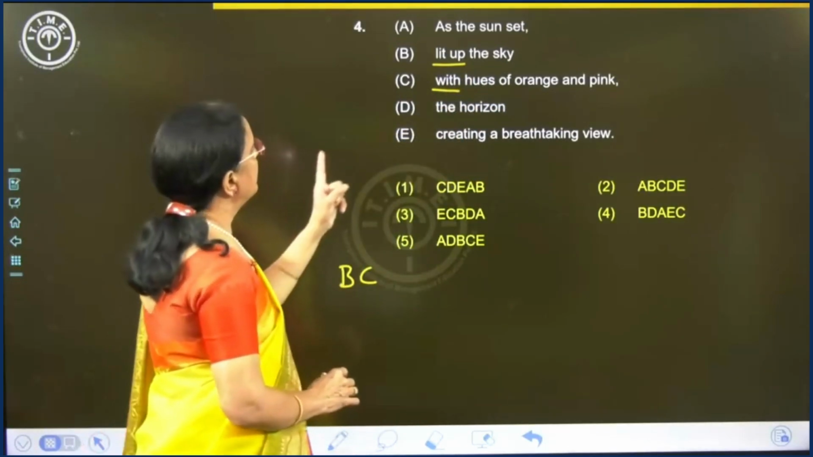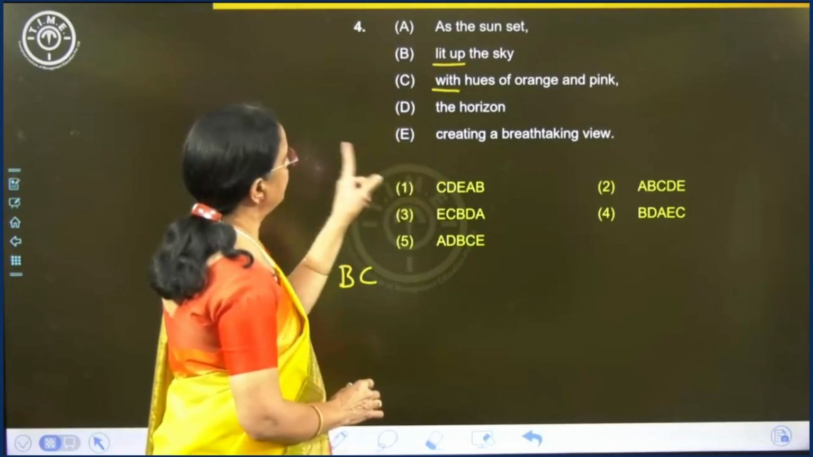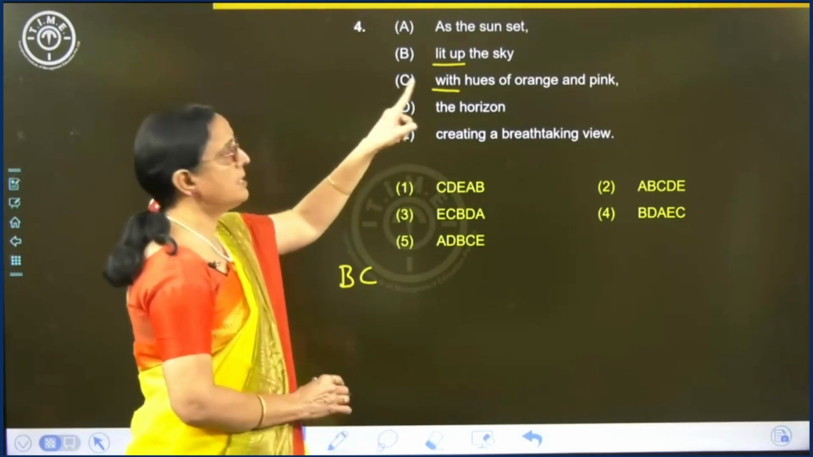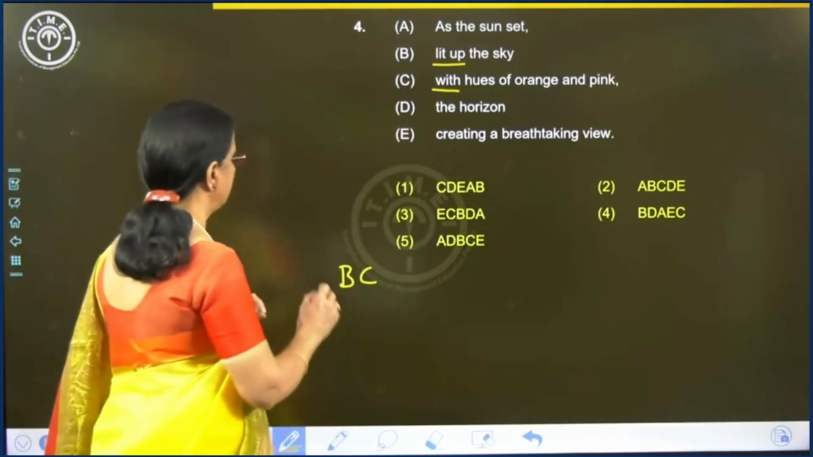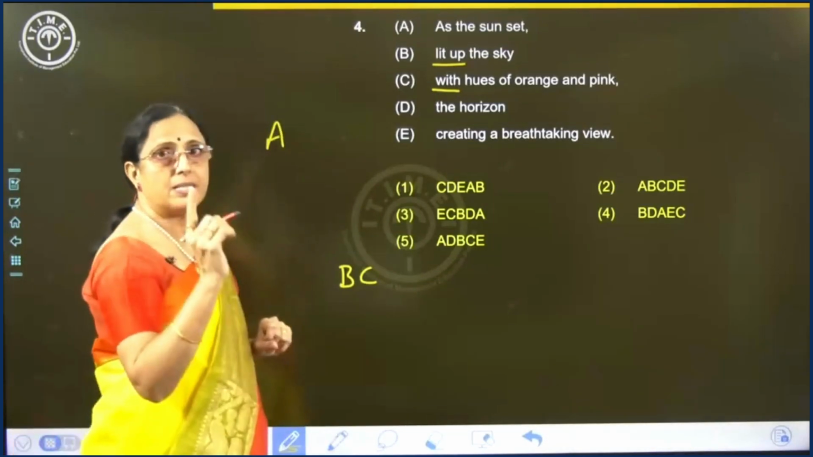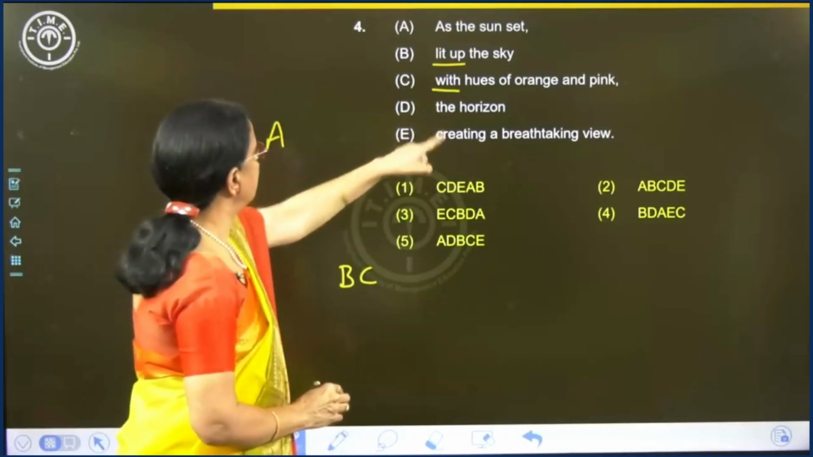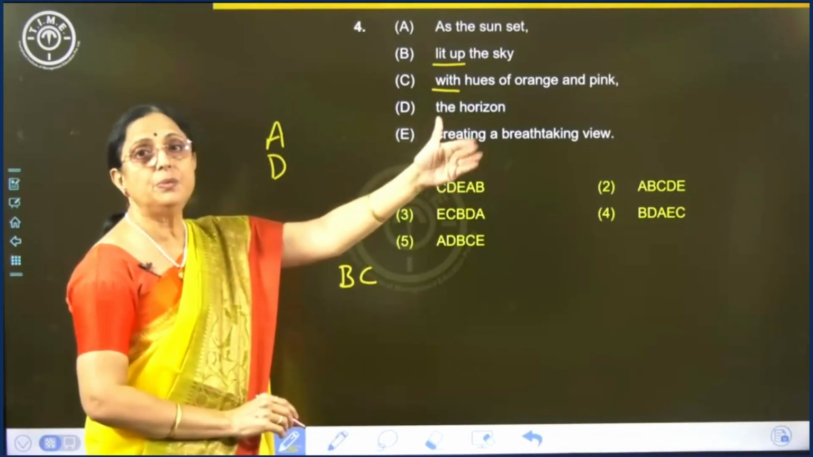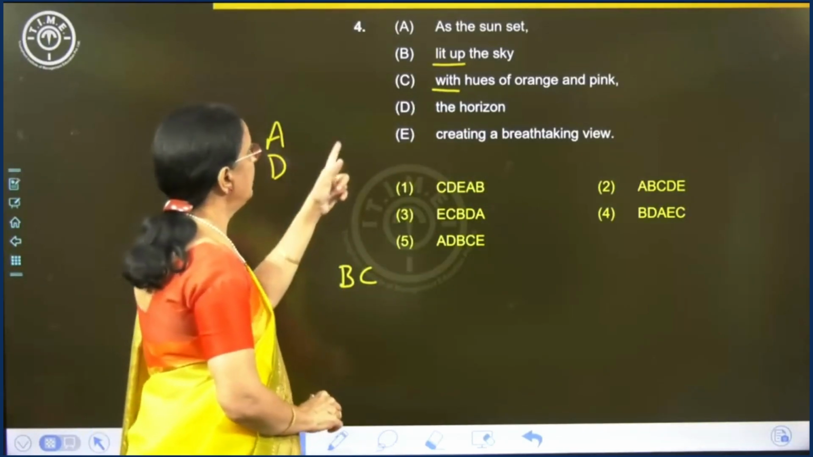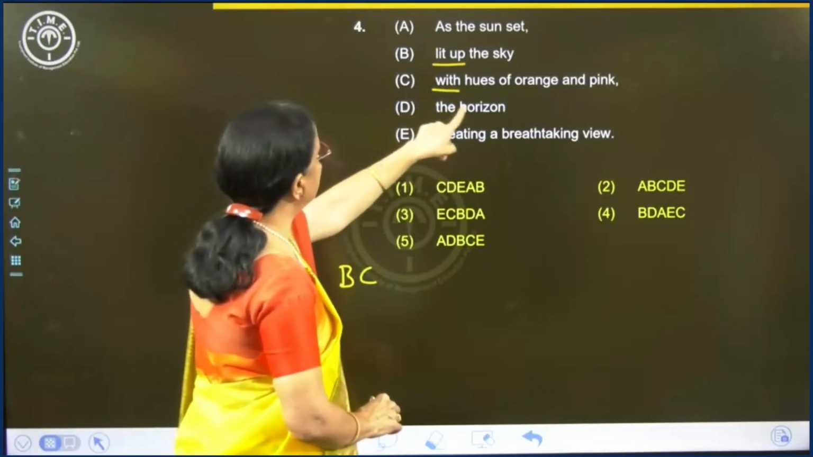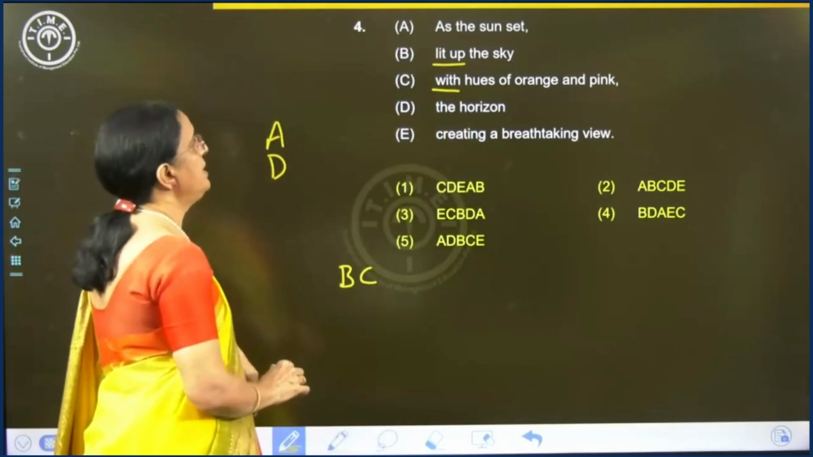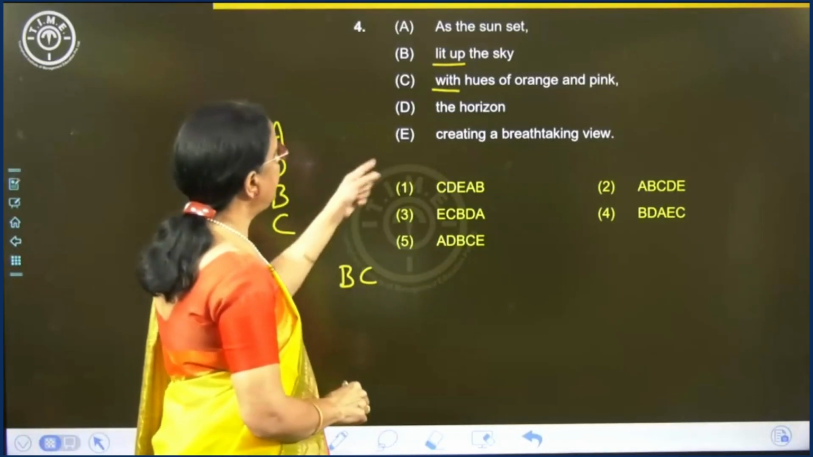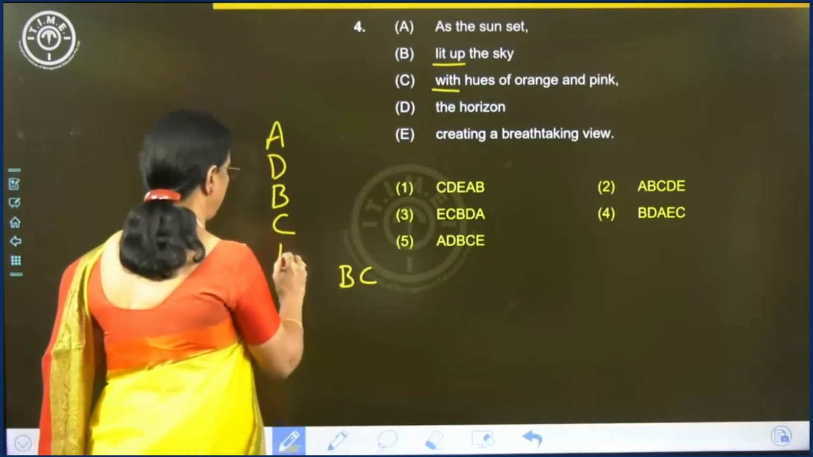All right. The horizon creating a breathtaking view. All right. So, as the sun set, you can start with that. Okay. Let's see. As the sun set, the horizon. All right. What's a horizon? A place where the sky and earth seem to meet. Right. So, the horizon lit up the sky with hues of orange and pink. B, C. We have already taken B, C. Creating a breathtaking view. All right.